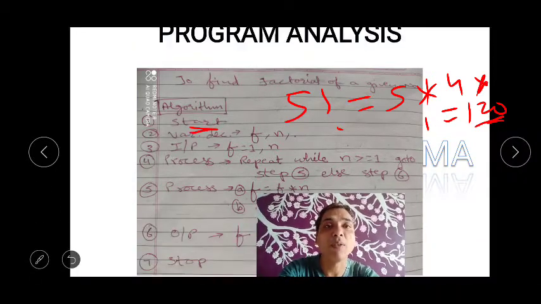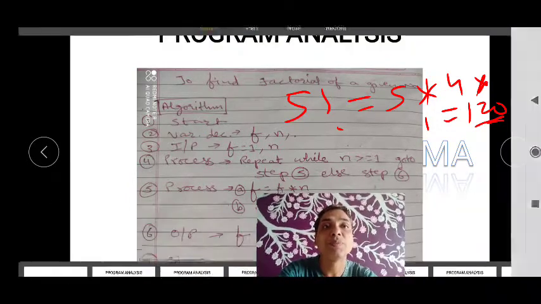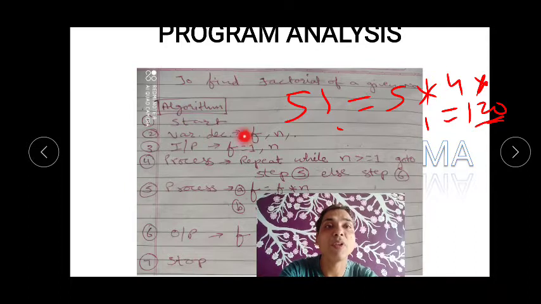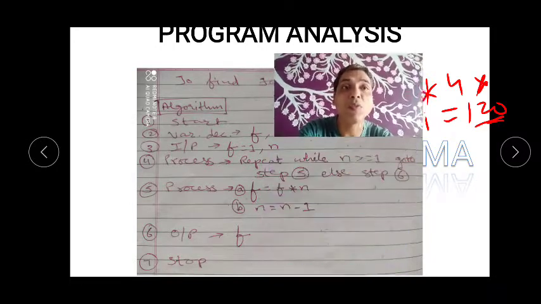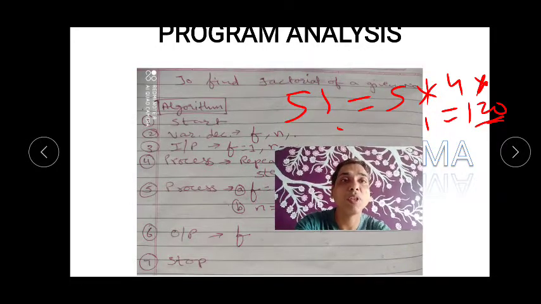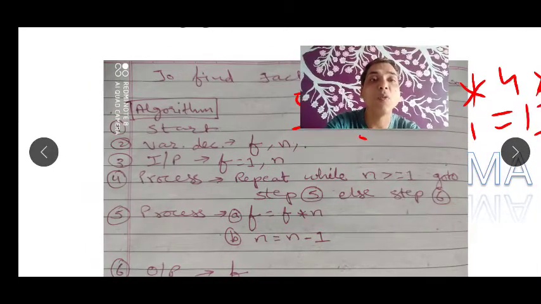So same, we are just writing the algorithm first. So start, we require only two variables, f and n. f stands for factorial, n stands for the given number. So f is equal to 1, and this is input. f is equal to 1 and n is equal to whatever the user wants, because in the question it is written given number. So given number means the user requires.